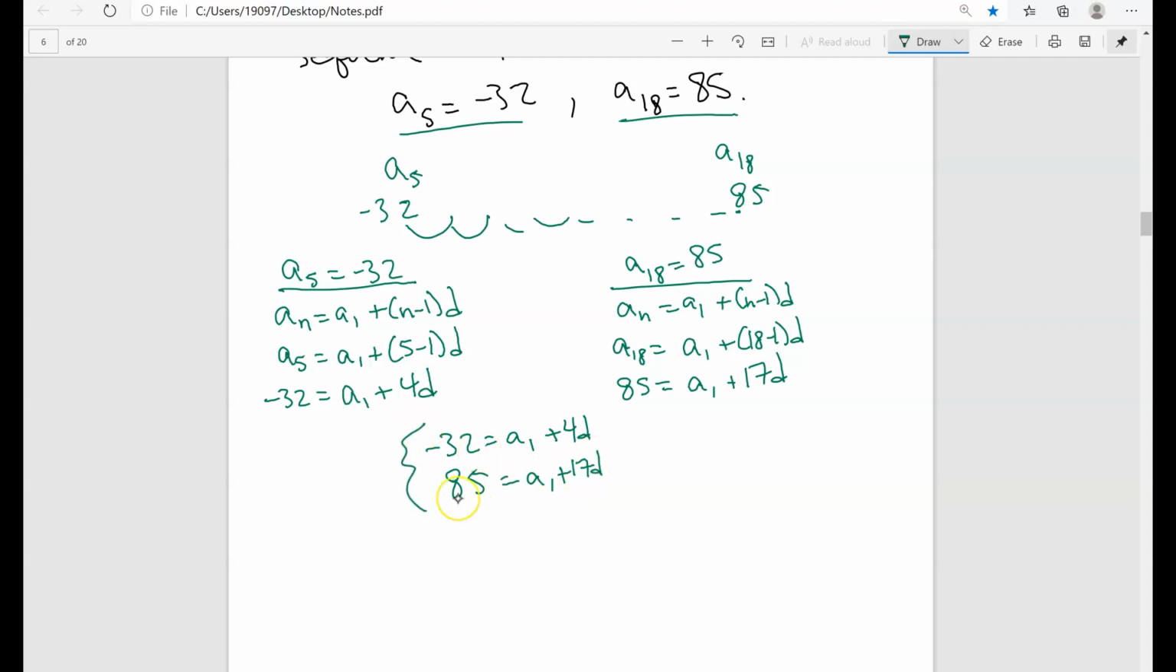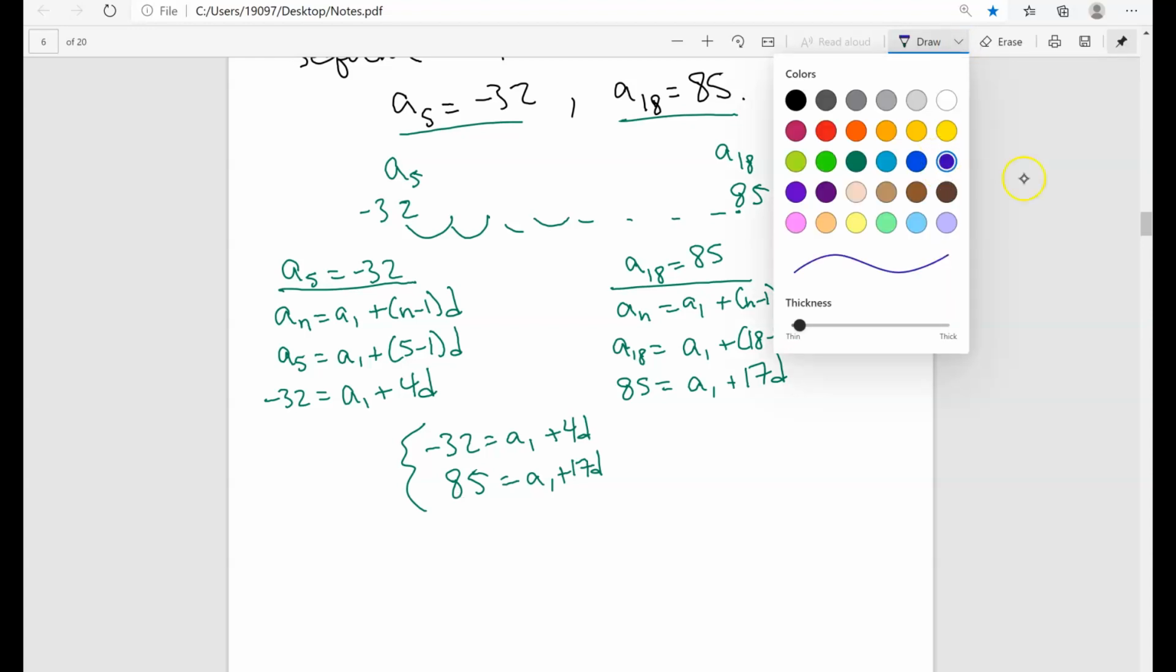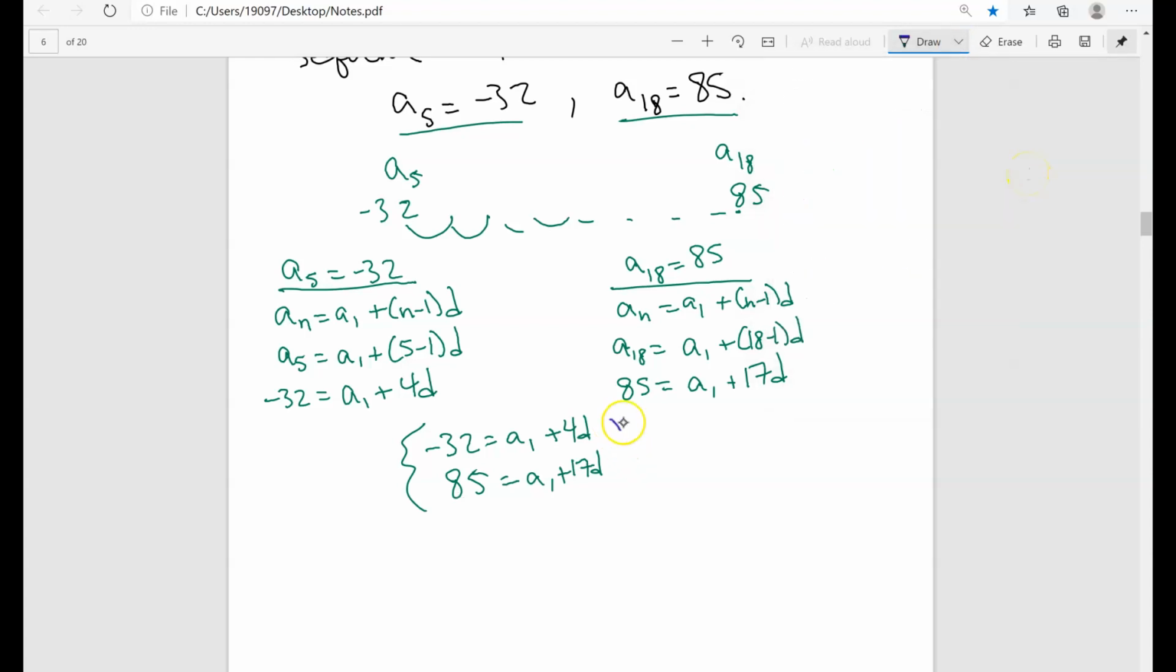So we just have a system. In this case, you can use matrices if you want. You don't need to use matrices. Or you can just use substitution or elimination. So I'm going to use elimination. I'm going to multiply this by a negative 1. So we're going to have a positive 32. It's going to be equal to negative A1 minus 4D. This guy's going to stay the same. 85 equals A1 plus 17D.